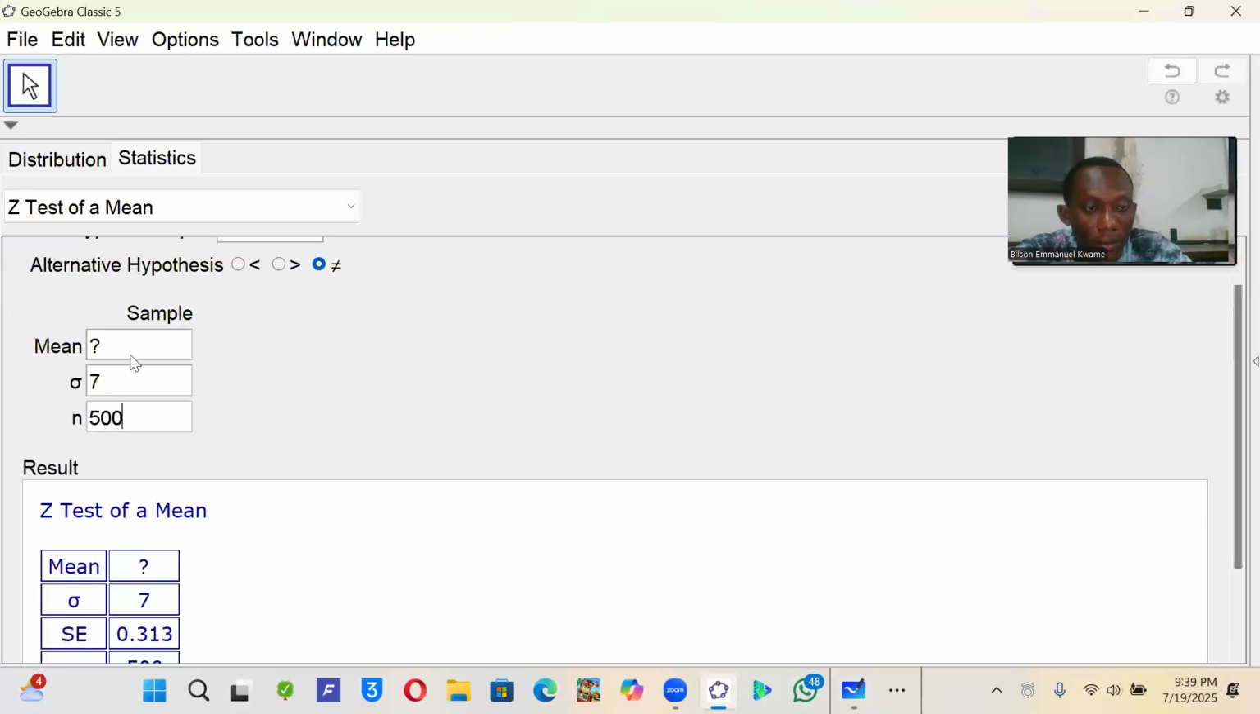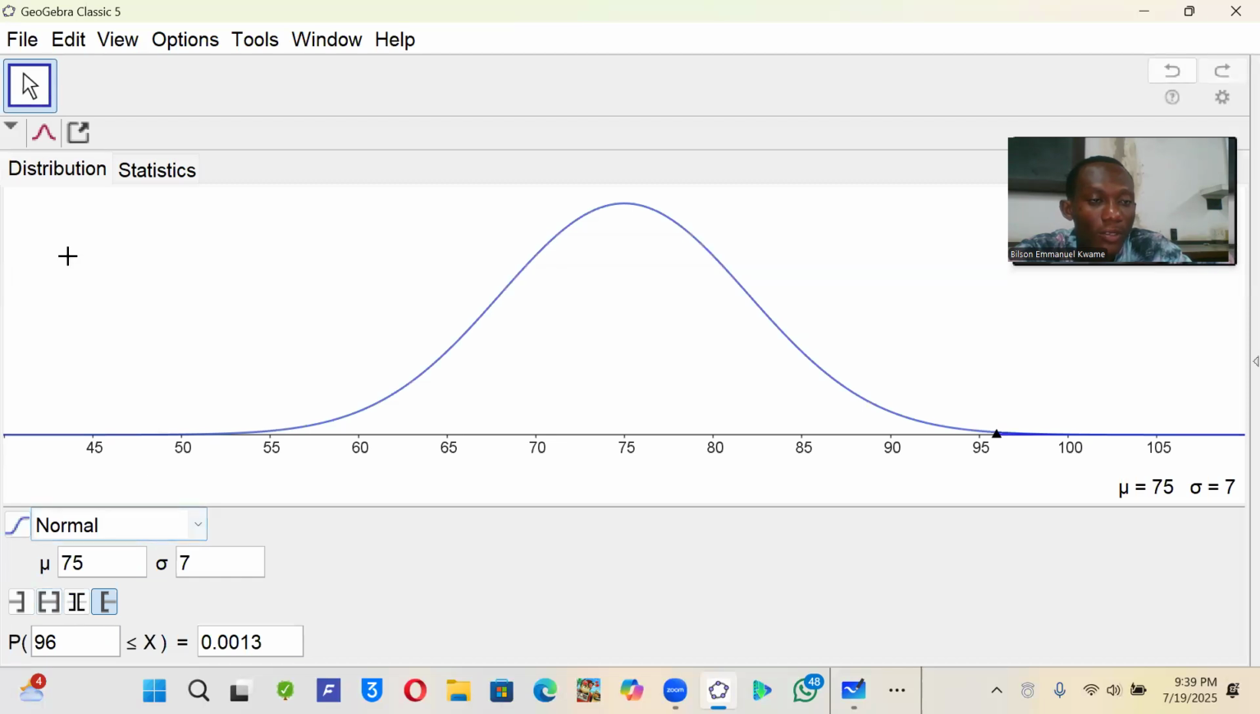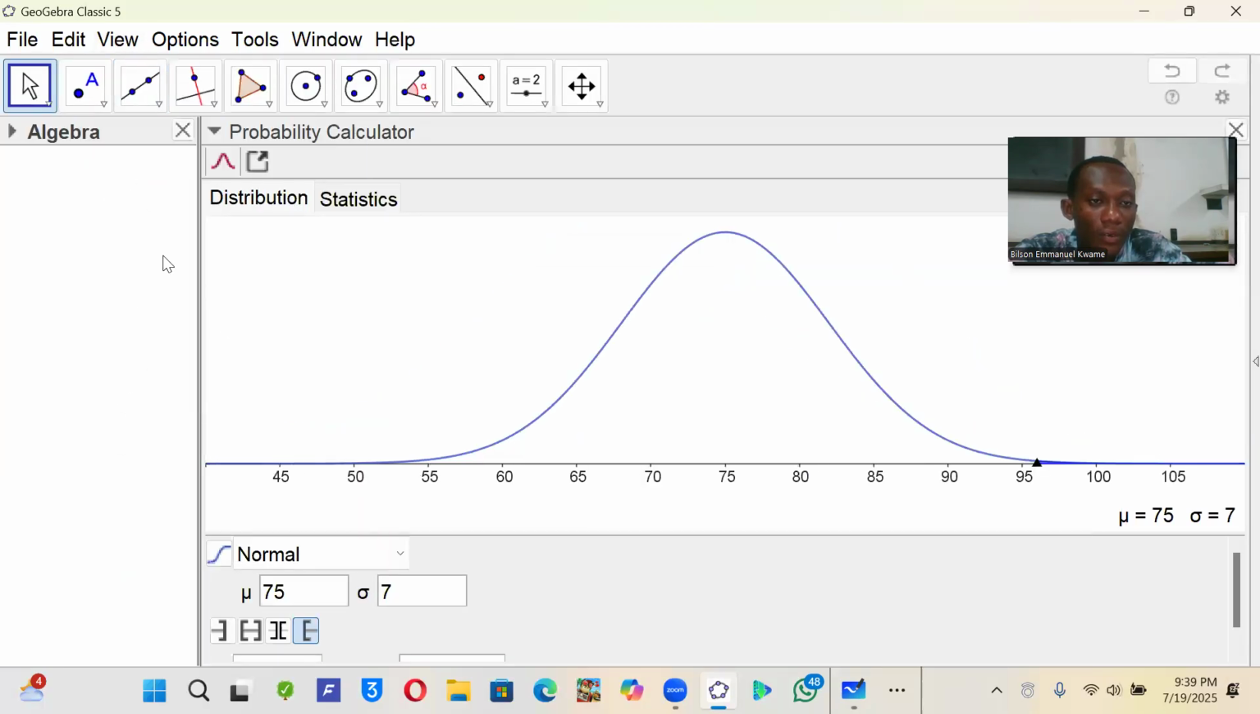When we come here, we can fill the mean. The mean is 75, right? So enter. Good. So it will fill this table for us. Do you get it? So z values, p values, then we'll come to distribution. Then when we come to view, we can key in algebra view, if you want to do anything alongside the algebra, right?